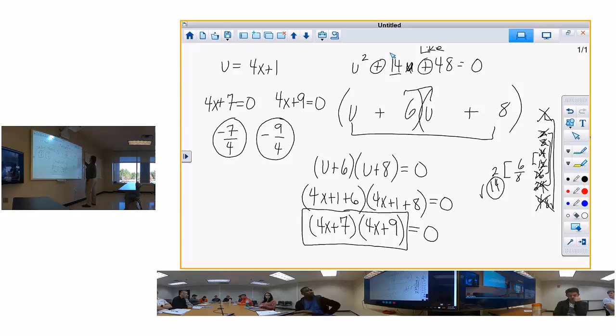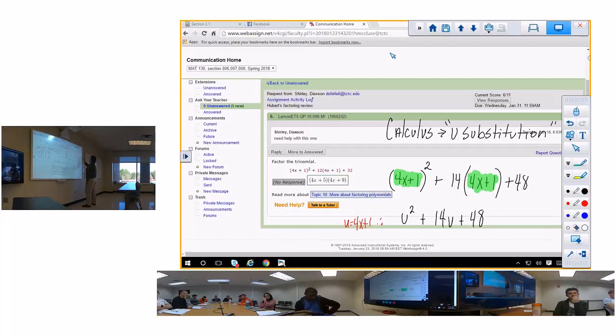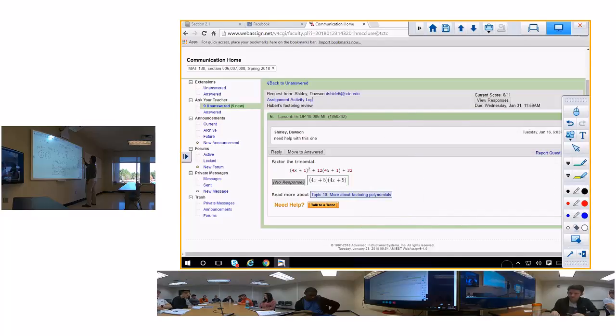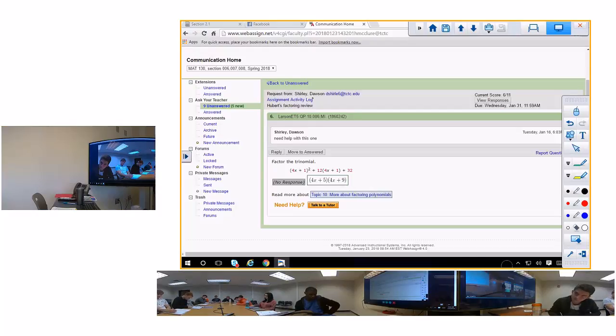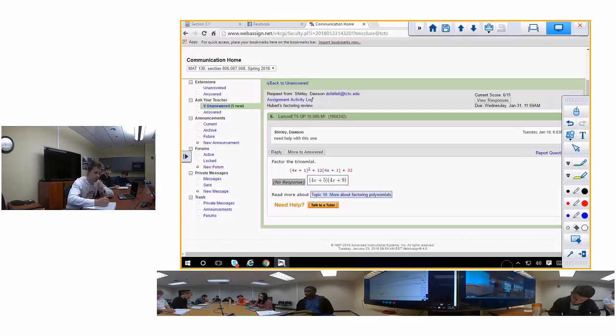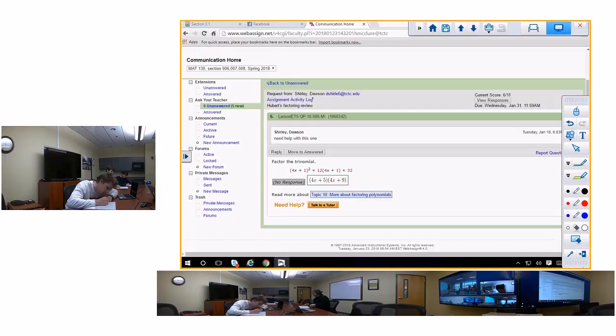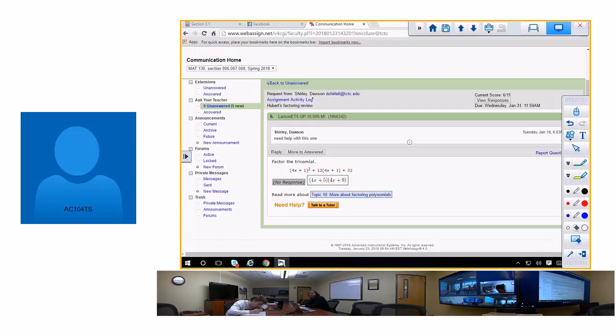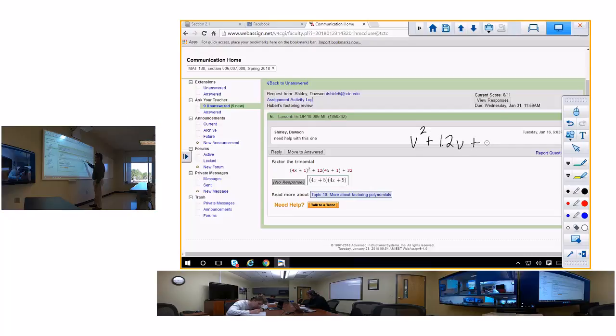All right, now, do it however you want to. Do it reverse FOIL or do it after you use substitution. I don't care. We're only going to do this one as reinforcement because I've already showed you just the two ways to do it. Probably everybody's going to do reverse FOIL: u squared plus 12u plus 32.